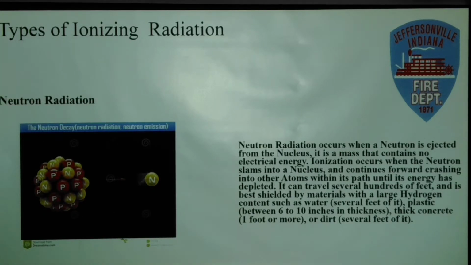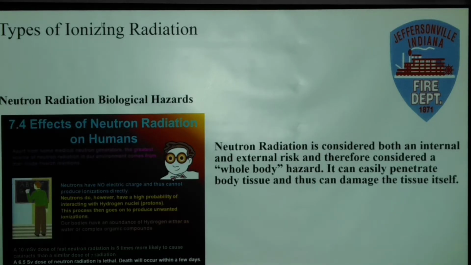Neutron radiation occurs when the neutron is ejected from the nucleus. It is a mass that contains no electrical energy. Ionization occurs when the neutron slams into a nucleus and continues forward, crashing into other atoms within its path until the energy has depleted. It can travel several hundred feet and is best shielded by materials with large hydrogen content, such as water. Neutron radiation is considered both an internal and external risk and therefore considered a whole body hazard. It can easily penetrate body tissue and thus can damage the tissue itself.